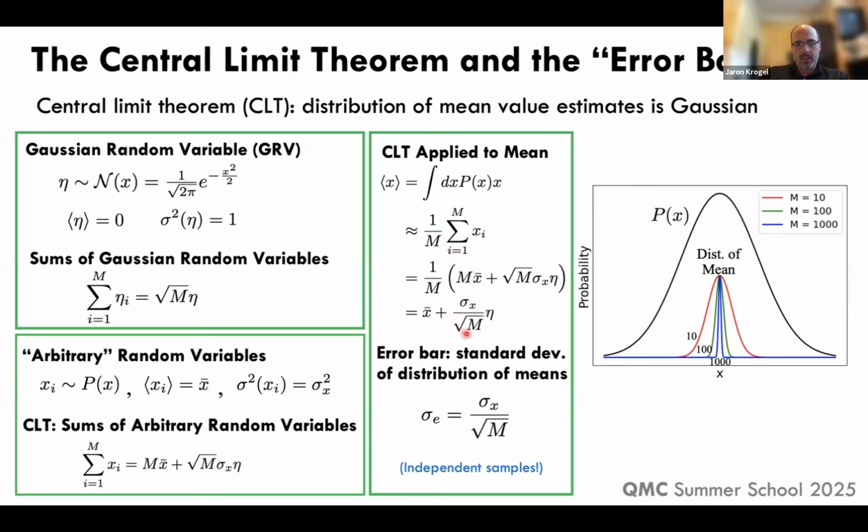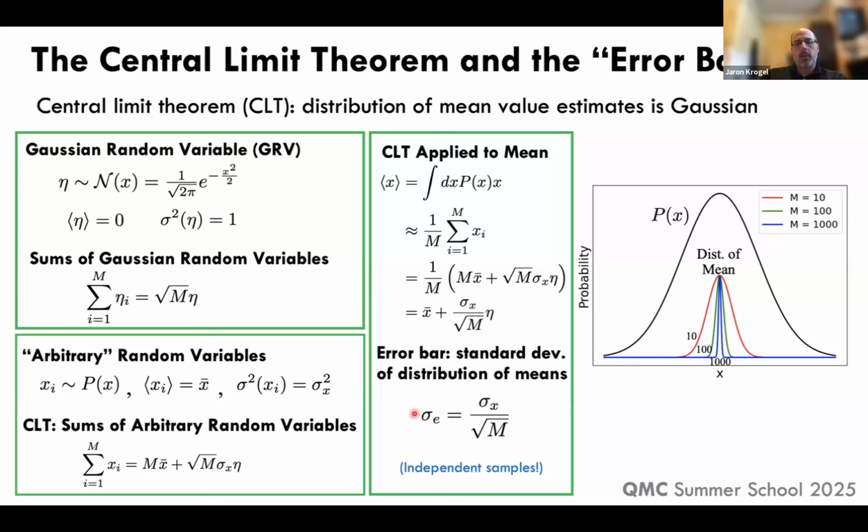It has a statistical uncertainty that has a width related to the width of the original distribution and also the square root of the number of samples. And so to illustrate that on the right here, this is the full probability distribution. If you take increasing numbers of samples, you get a distribution of the mean, which decreases in width like square root m. And this sigma x over the square root of m is the uncertainty in the distribution of the means, and we call that the error bar.